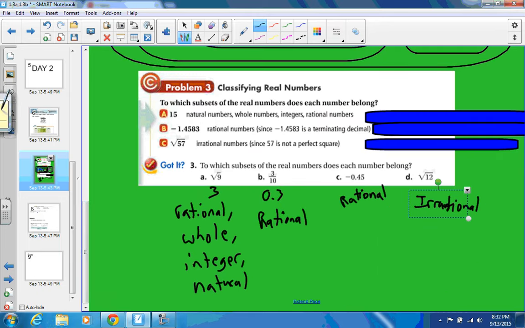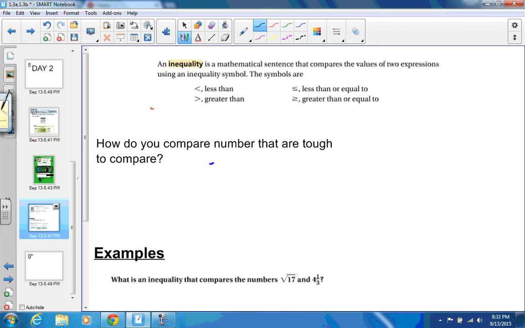Now we're going to do a little bit on ordering numbers, putting them in the correct order. And that's where we get to this word called inequality. We're going to spend a whole chapter on inequalities, but I just want to review basics of inequality. It's a mathematical sentence that compares the values of two expressions or numbers using an inequality symbol. And these inequality symbols you've learned before. So if it opens to the right, that's representing less than.